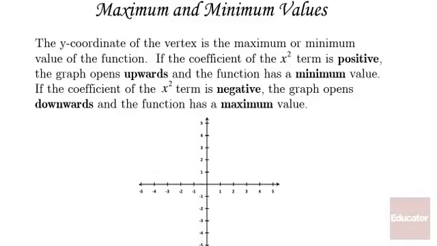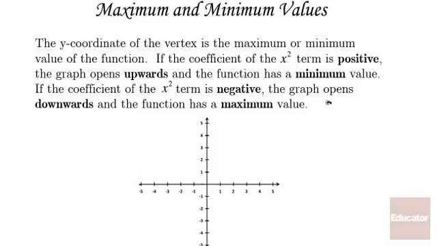Okay, now we talked a little bit about the vertex, but the vertex can give you either a maximum or minimum value of the function depending on the shape of the curve, whether it opens upward or downward. That tells you if you have a maximum value or a minimum value. So investigating this a little bit further. If the coefficient of the x squared term is positive, the graph will open upward. Okay? Whereas if the coefficient of the x squared term is negative, the graph opens downward.